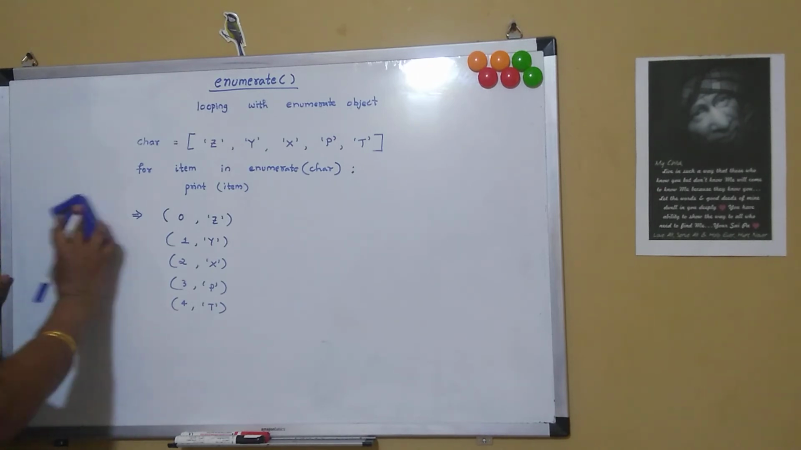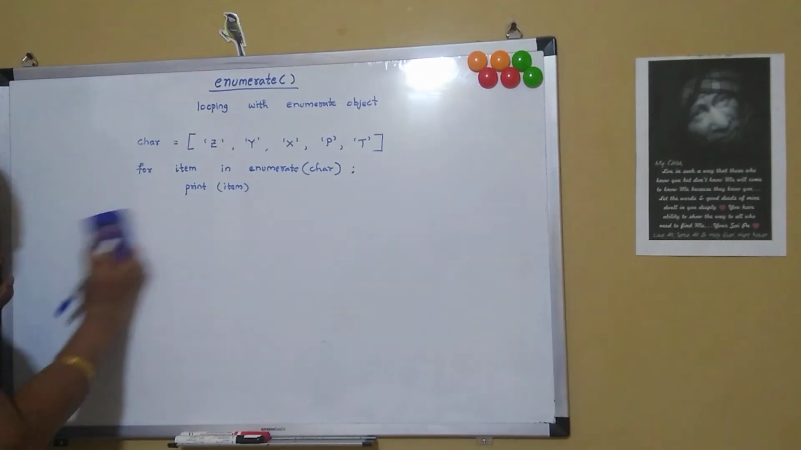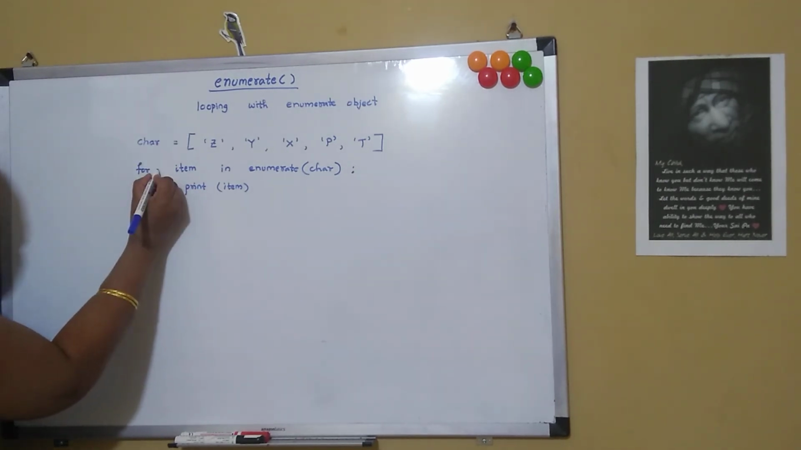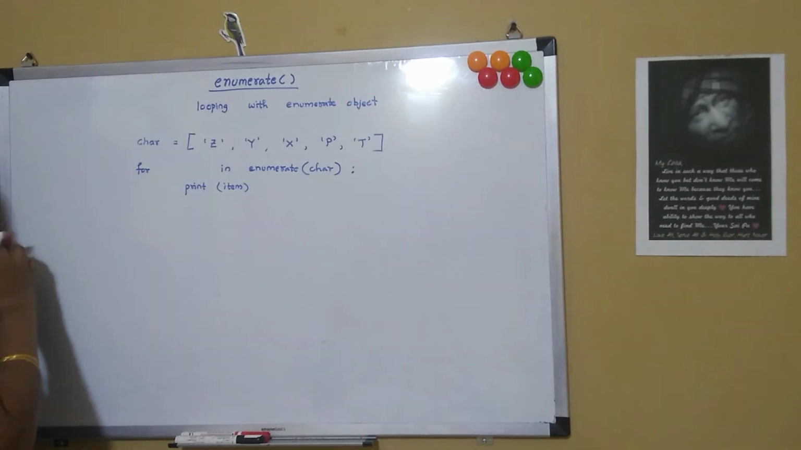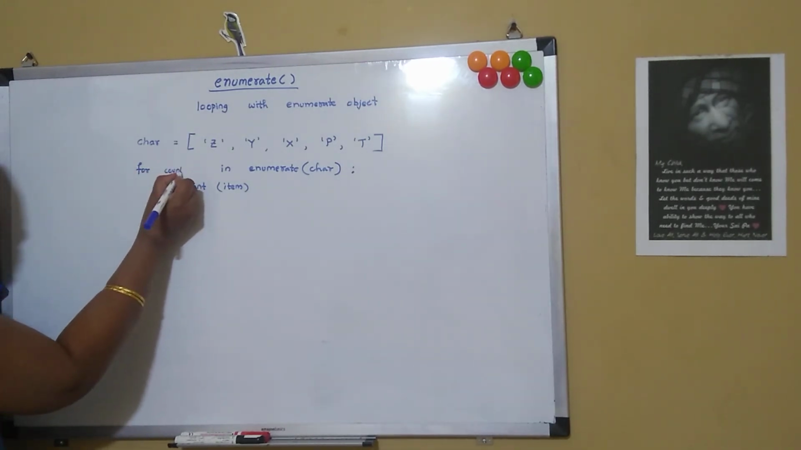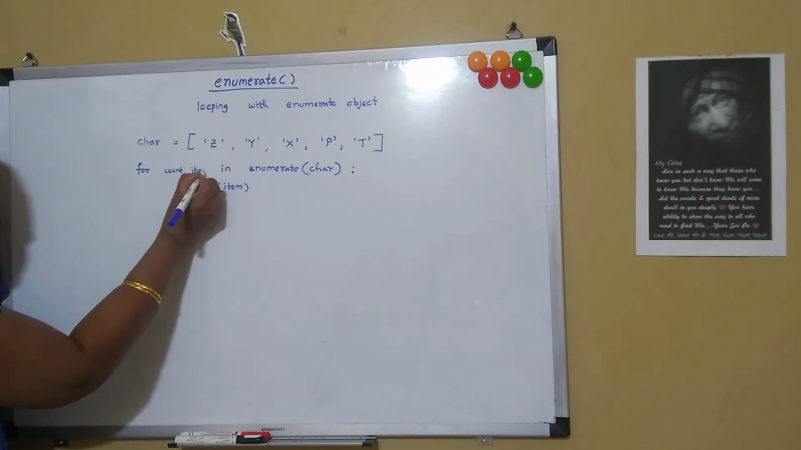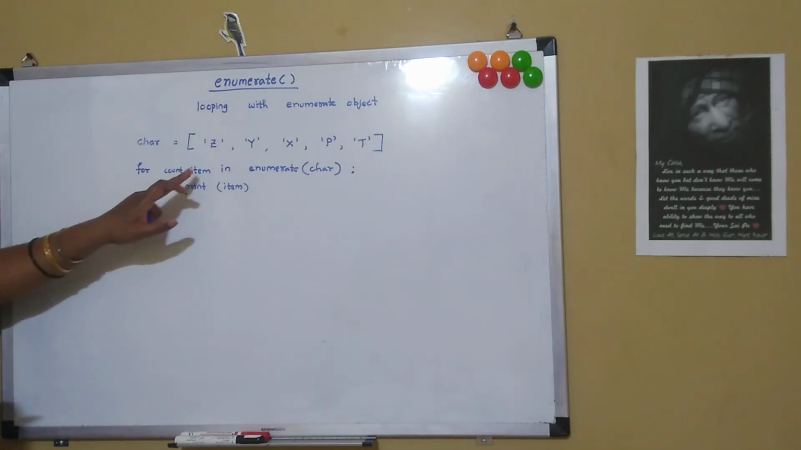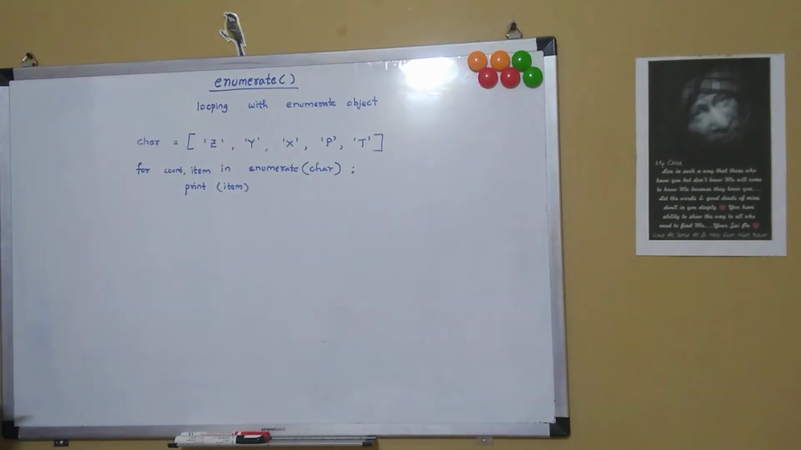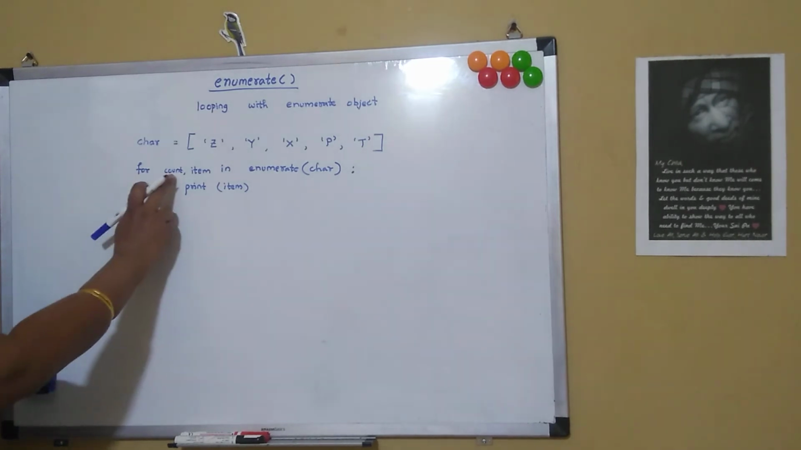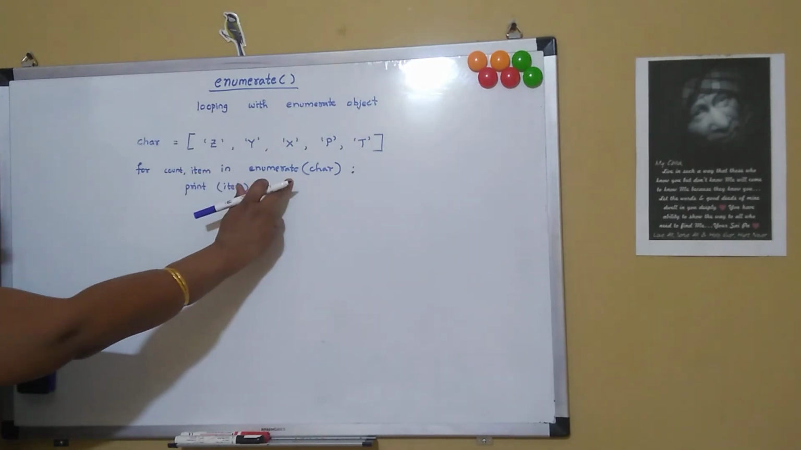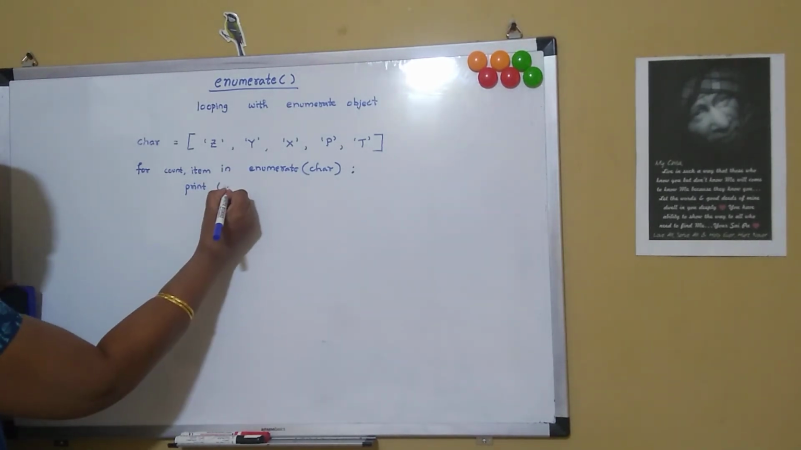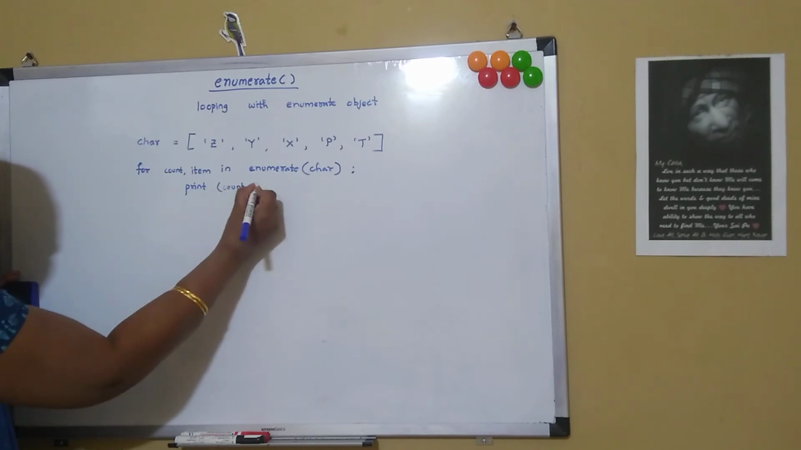Next let us see how the for loop works. For count, comma item. Let me have two values. We also saw it in dictionary by having two values, that is key and value. In the same way, over here also let us say count and item in enumerate character, print count, comma item.